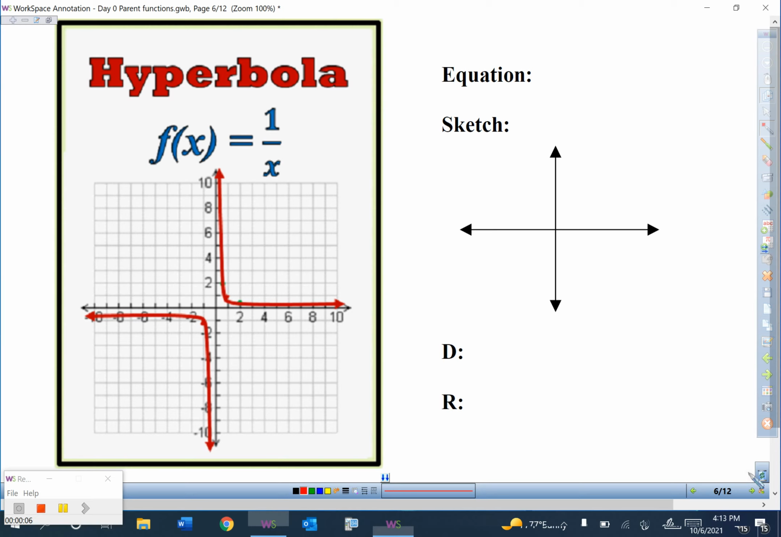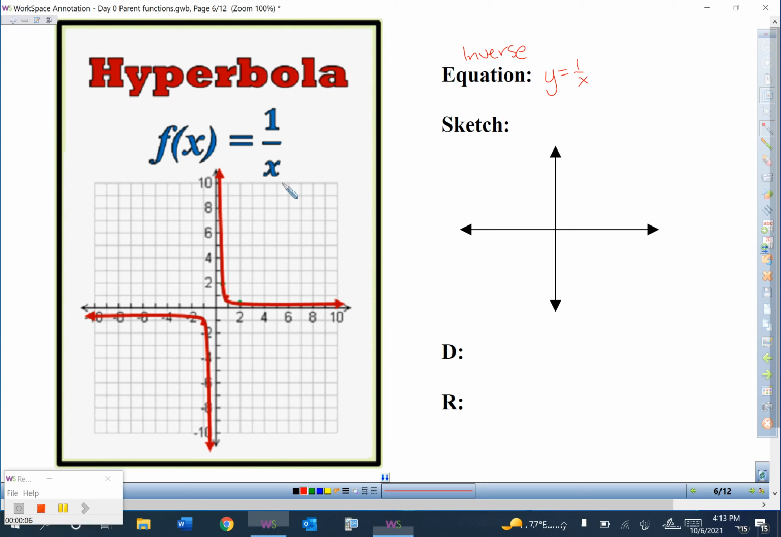The next one is a hyperbola, 1 over x. We talked about this in Chapter 2 as well. So go ahead and jot your parent function down. I will call this an inverse more commonly than a hyperbola, because the hyperbola is the shape, the inverse is the parent function itself.